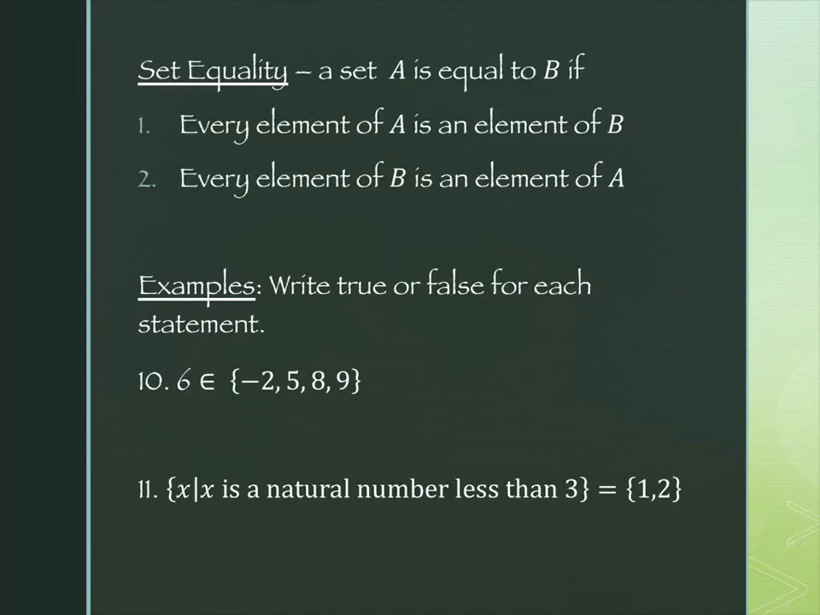Now, if you are given a couple of different sets, it is possible that sets are equal. So a set A is equal to B if every element of set A is in B and every element of B is in A.